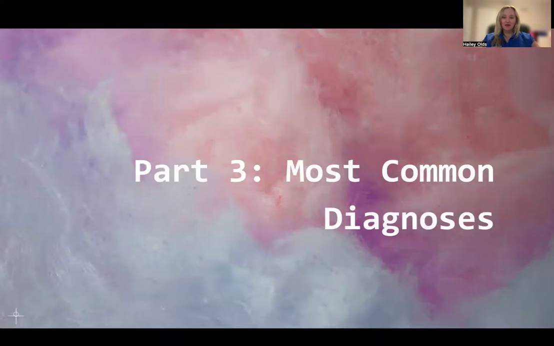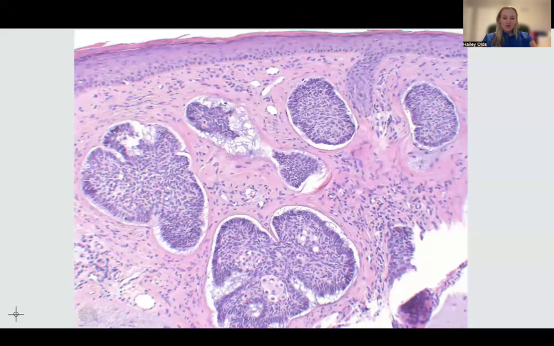Okay, now we're going to move into the most common diagnoses in germ path. So we're going to have some tumors, some rashes, just the most common things that we see. So first one, so what do you think this is?